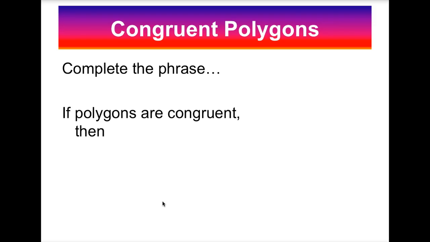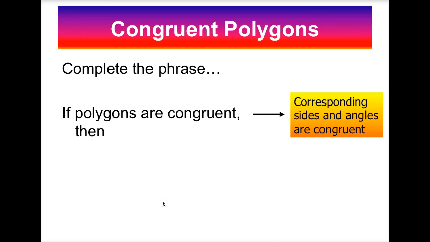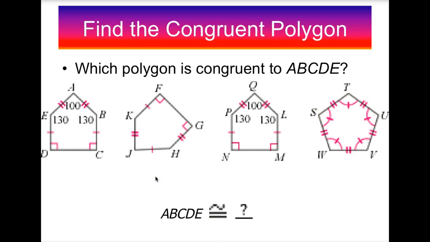Can you complete the phrase? If polygons are congruent, and remember, congruent means equal, then corresponding sides and angles are congruent. So what does that mean, corresponding? Corresponding means that the same side in one compared to that same side in the other has to be equal. And one angle in one of the objects that corresponds to that same angle in the other object must also be equal or congruent. Here, for example, we can use that rule.